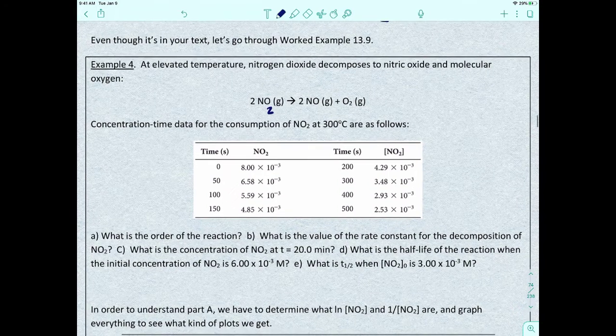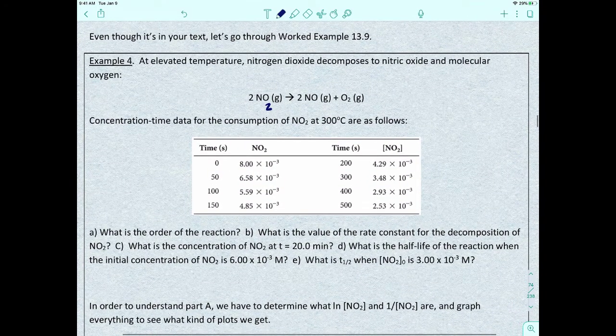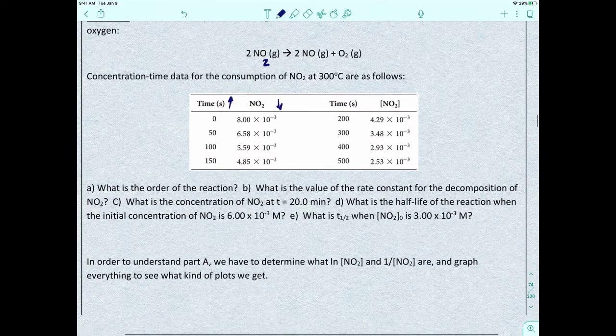The concentration-time data for the consumption of NO2 at 300 degrees Celsius are as follows. We've got this table. At time 0, you've got a concentration of 8 times 10 to the minus third. At 50 seconds, the concentration drops to 6.58 times 10 to the minus third. So it looks like the concentration of NO2 decreases as the time increases. Makes sense, so this NO2 needs to be your reactant. Here's what we're asking.